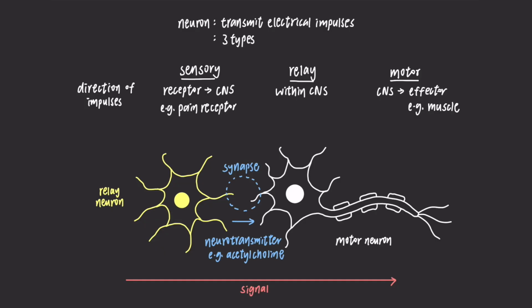Acetylcholine is a typical example of neurotransmitters. It is used in various parts of our body. For example, it stimulates skeletal muscle contraction.